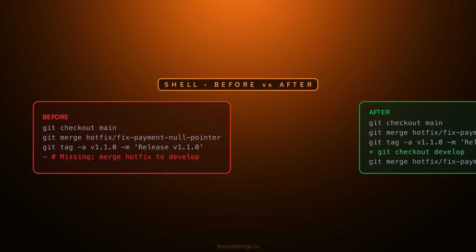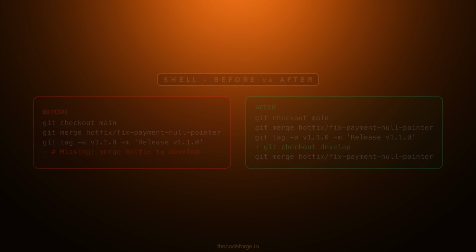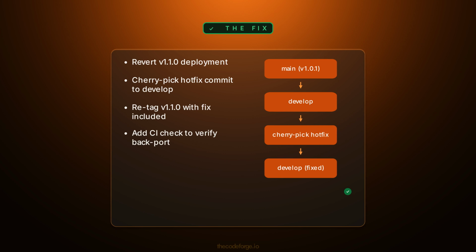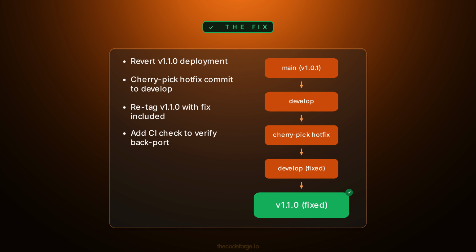The root cause is that the hotfix branch was merged to main, but not to develop. So the null pointer error fix was missing from develop and reappeared in the next release, v1.1.0. The fix involved reverting the v1.1.0 deployment, then cherry-picking the hotfix commit into develop using git cherry-pick hotfix-SHA. After that, v1.1.0 was retagged with the fix.